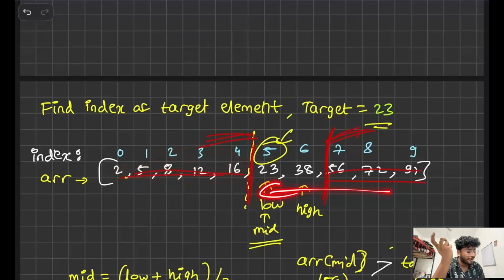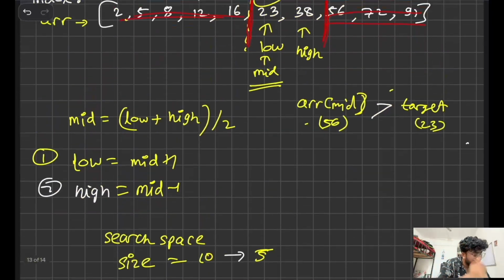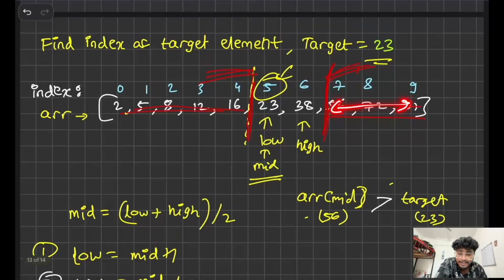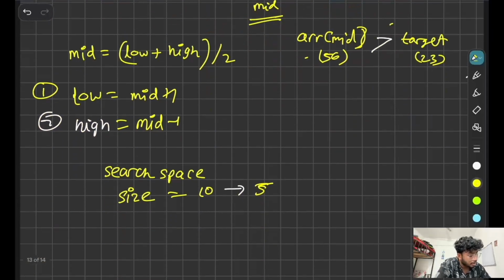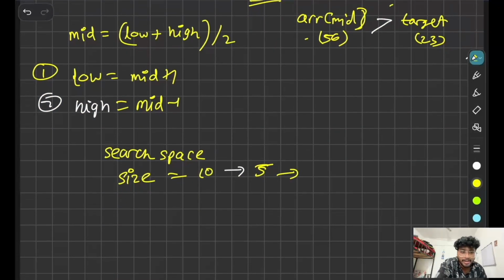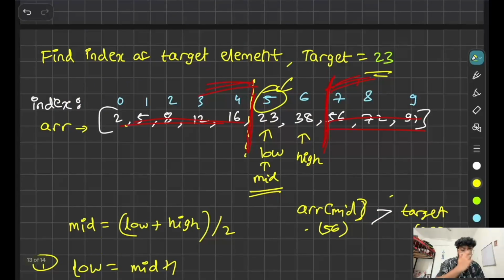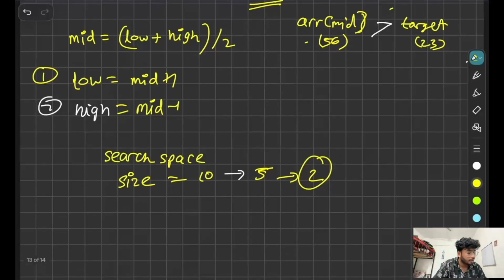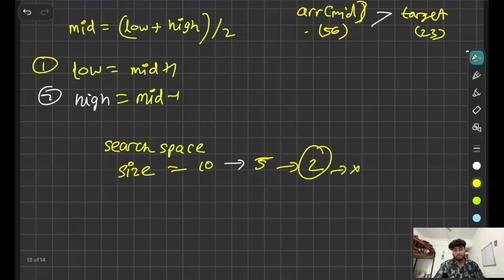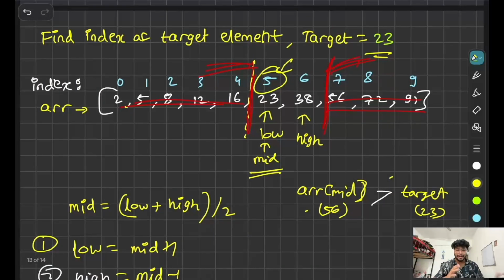So now I have to only search in the remaining 5 elements, and then in my second iteration, I eliminated these 3 elements. So 5 minus 3 is just 2. Now I have to search in my search space of 2, right? In the search space of 2, fortunately I got the element, so we don't have to search any further. So what we are doing is dividing our search space by 2 each time.